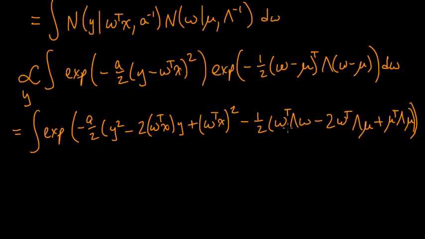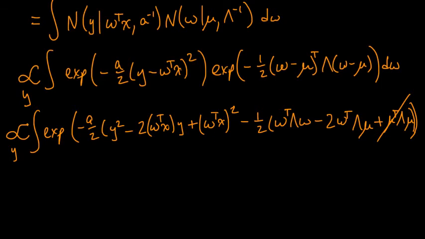Okay, and now this part doesn't depend on y or W, so we can drop that out. Let's say this is proportional. We can just forget about that part. And now we want to work with this exponent.